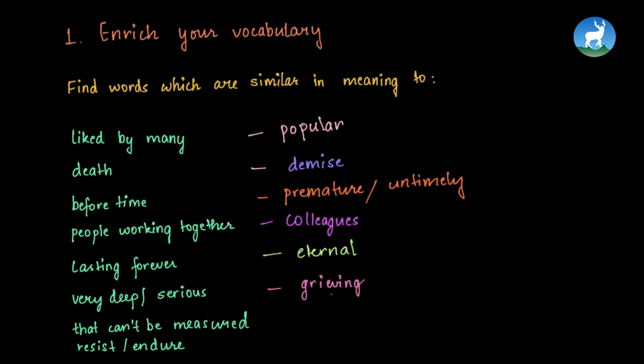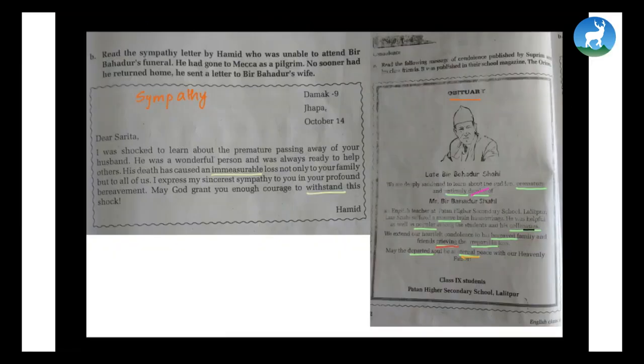Next, the question is something that cannot be measured. Now let's go through the keywords. Departed, eternal, and we are done with the obituary. Now we move towards the sympathy letter, and we have already underlined the keyword immeasurable. This is something that cannot be measured. Immeasurable means something that cannot be measured.